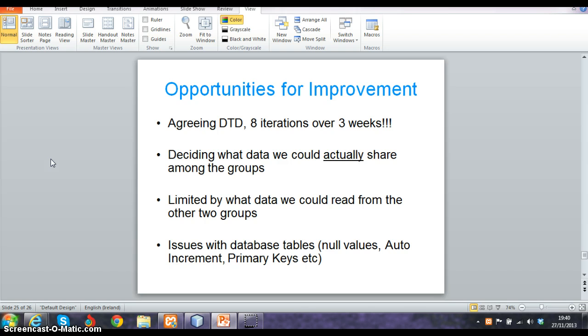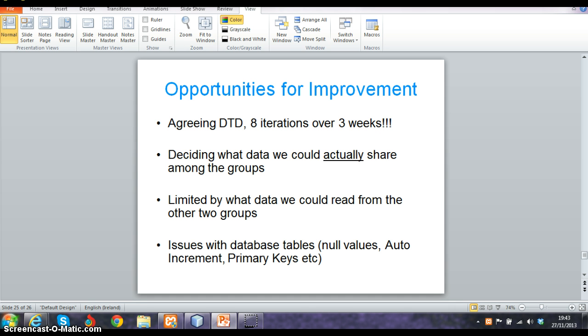Unfortunately, if it was a larger group or 2 organisations trying to get this done, I can see where the initial meetings would be very important, and understanding of what data you wanted to exchange and the importance of that. Deciding what data we could actually share.